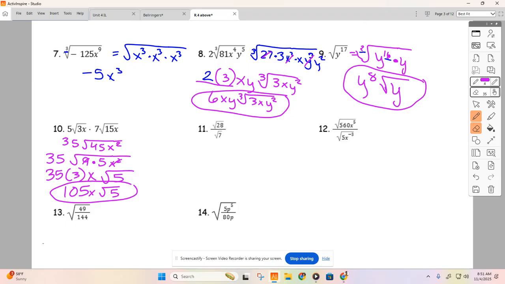All right. Remember that division rule. I can put this under one radical and divide the 28 by 7, which would give me 4. Well, now it's easy. What's the square root of 4? 2.